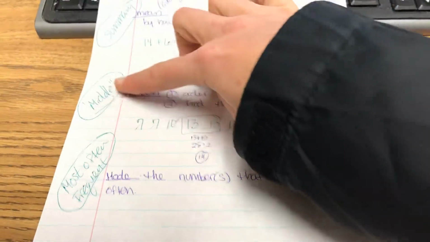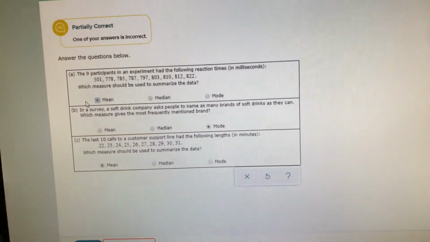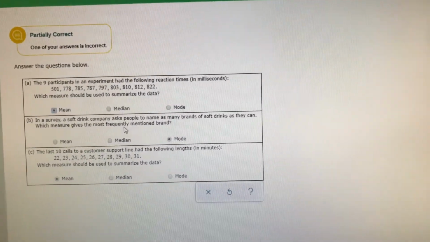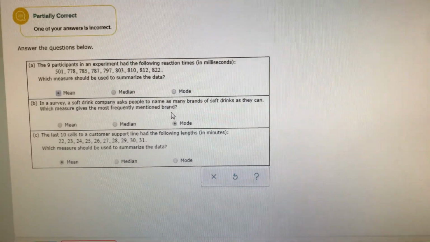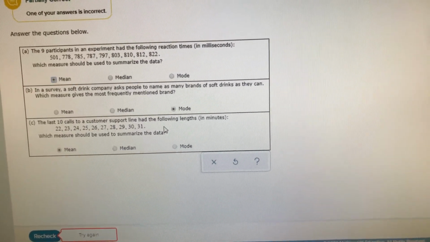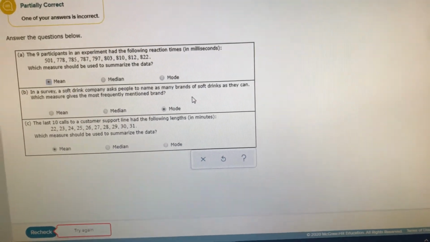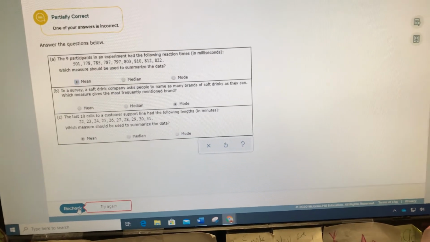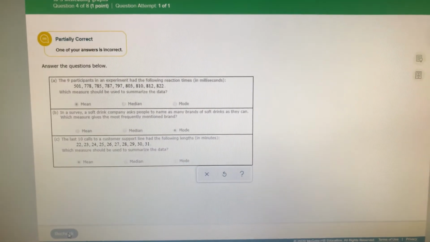Okay, so we're going to get looking for those key words to help you. And then we check. Oh, partially correct. One of mine is wrong. Okay, summarize the data, mean. People to name a brand of soft drink as they can. Which measure gives the most frequently mentioned brand? I would say that was the mode. Last 10 calls to a customer had the following length in minutes. Which measure should be used to summarize the data? I would say that's the mean. So, it doesn't tell me which one, so this is frustrating. So let's recheck. Let's see which one I got wrong.